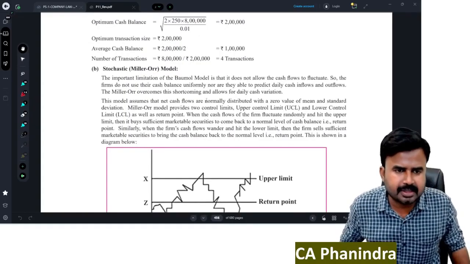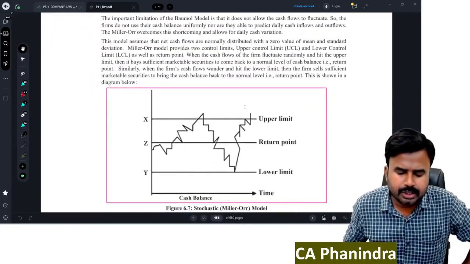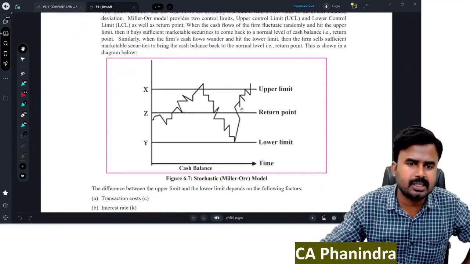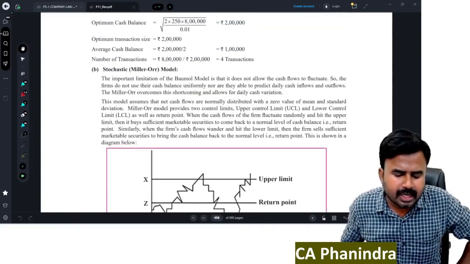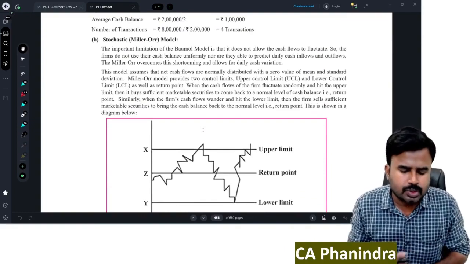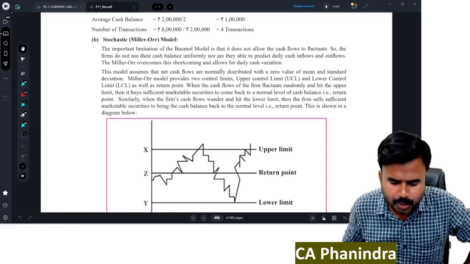And I need to fix the optimum cash balance. Actually, under this model, I'm going to fix different levels of cash balance because the outflows are always random here. The model itself is saying what, stochastic. Stochastic means random actually. This was developed by Mr. Miller-Orr.